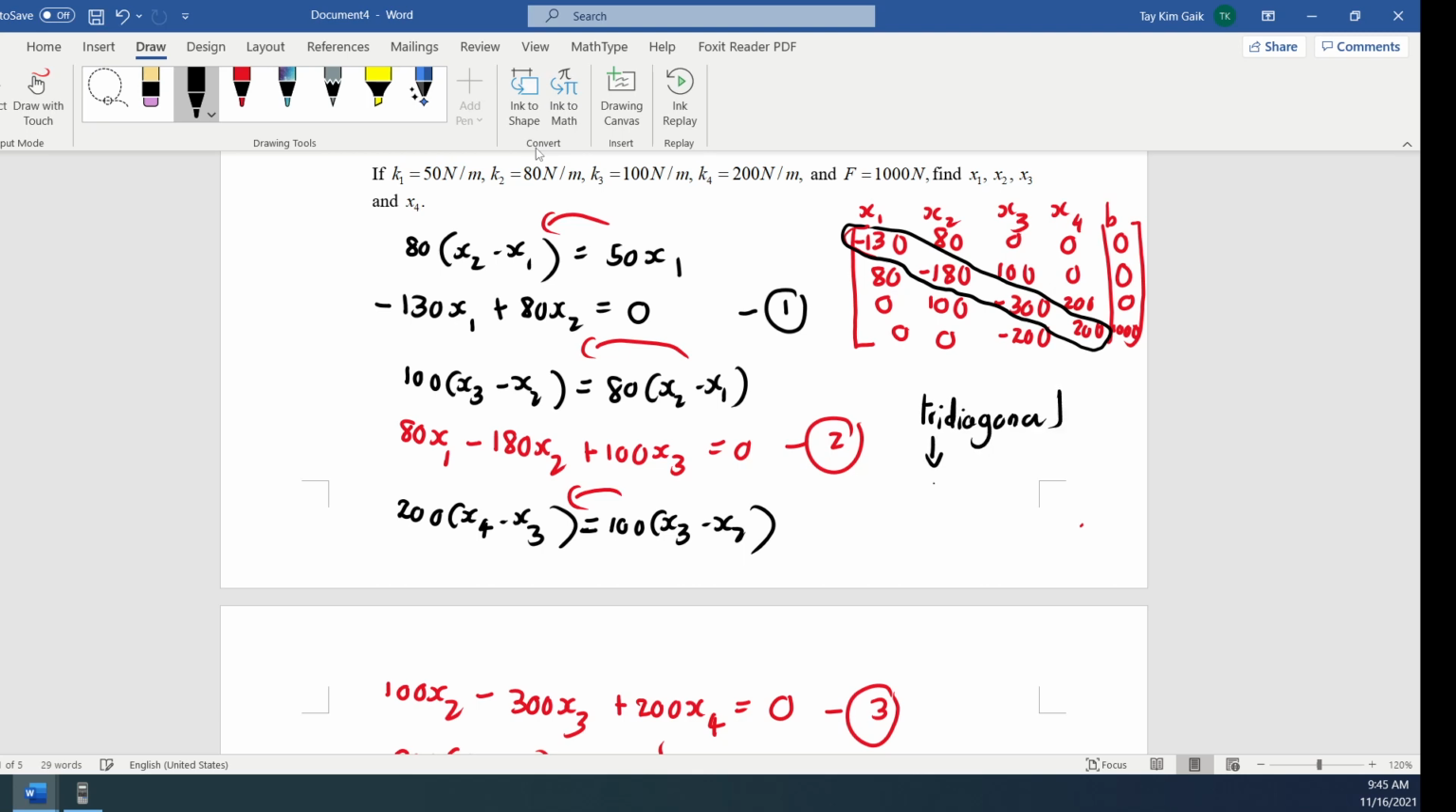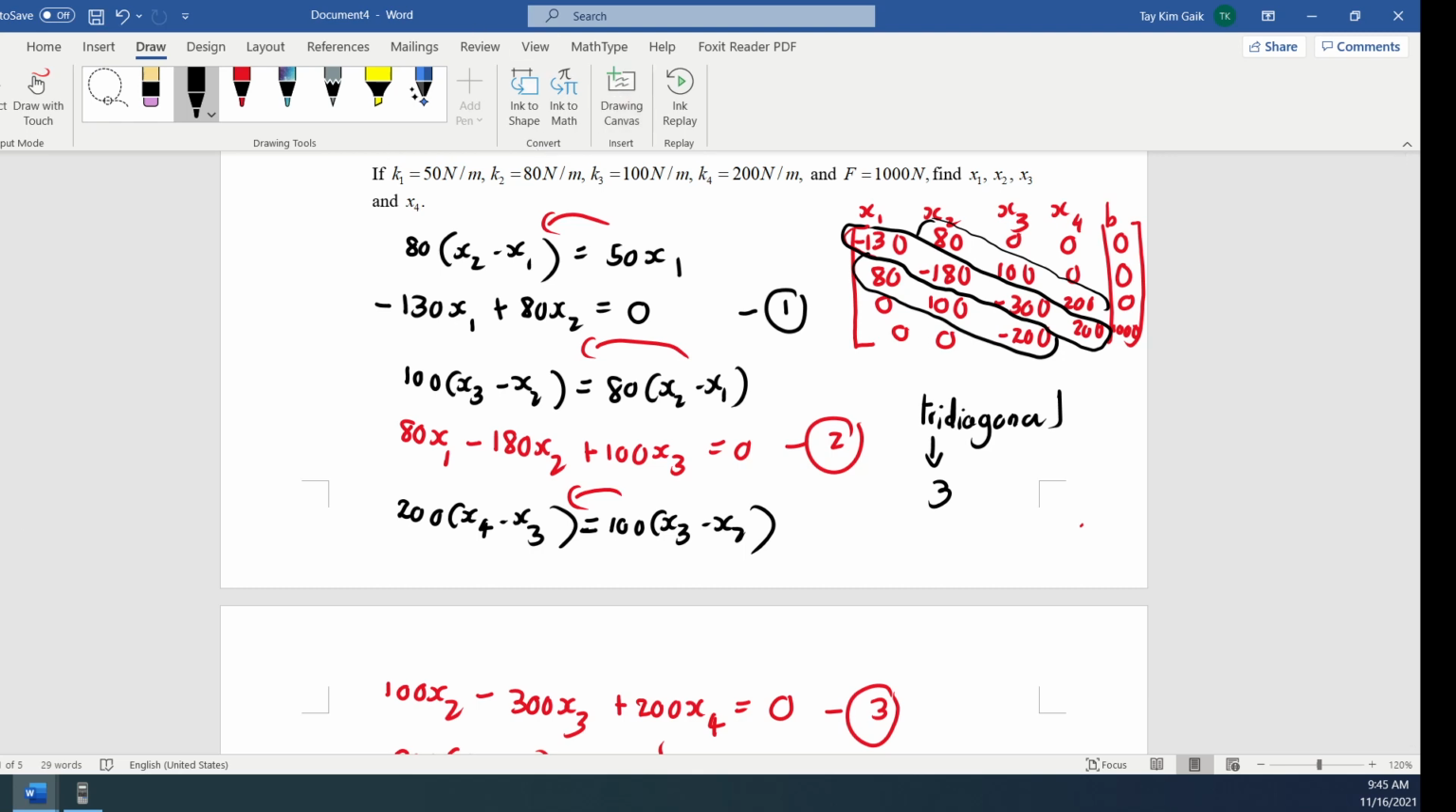Tridiagonal. Okay, on the diagonal you have 1, and only three entries per row: start from the diagonal, upper diagonal, bottom diagonal, you have values. The rest are 0. So this is tridiagonal. So this system, if tridiagonal, can solve it using which method?